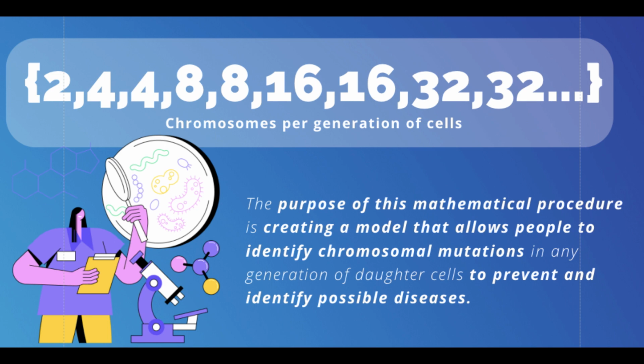Taking into account the previously mentioned model of chromosomes in mitosis, I have decided to find a sequence that could perfectly express the number of chromosomes in each generation of daughter cells that come from a specific mother cell. When creating a visual model, it is evident that the number of chromosomes belonging to each generation creates a pattern: 2, 4, 4, 8, 8, 16, 16, 32, 32, and so on.